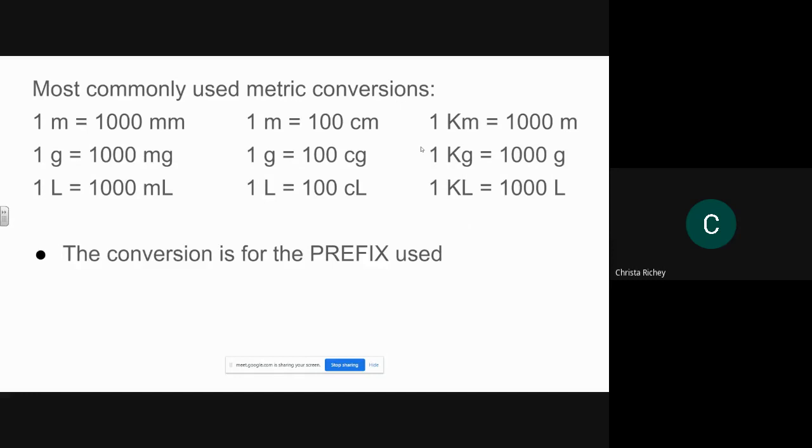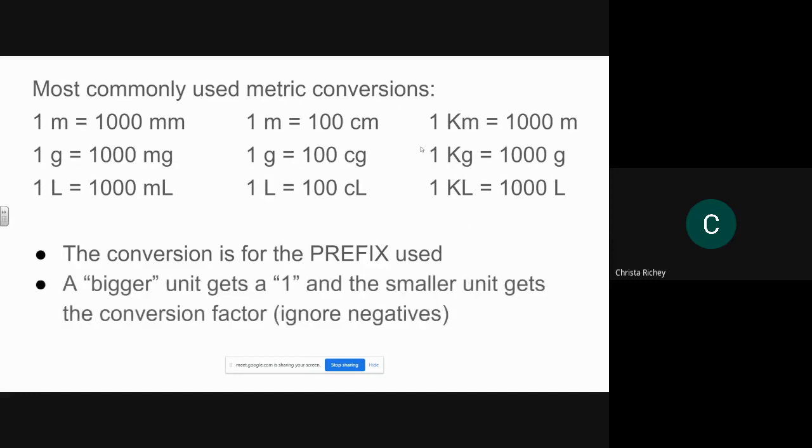If you're dealing with something small, let's say micrometers, this guy's little, this guy's big. The bigger unit always gets the 1, the smaller unit always gets the conversion factor. This will always work. You just have to know who's bigger. So like with a ruler, which is bigger, a foot or an inch? So 1 foot is how many inches? That's one that you know. The conversion factor is 12. It goes to the smaller thing, which is the inch.